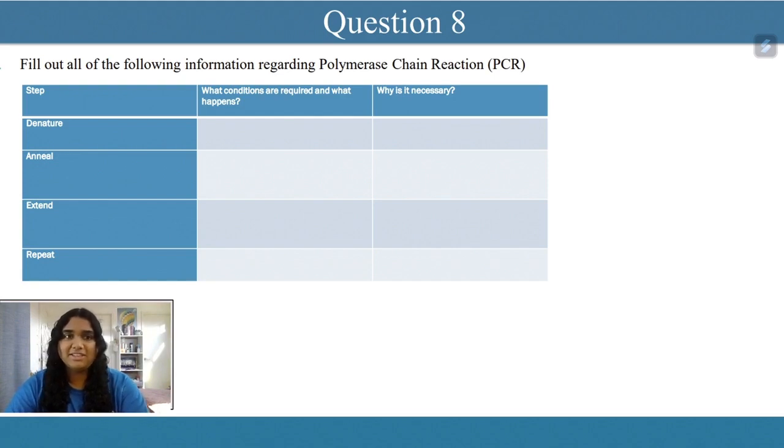As for question 8, fill out all of the following information regarding polymerase chain reaction. So this is from our biotechnology topic. Biotech. Let's say that this is an 8-mark question, one for each of these boxes. Give it a crack and unpause the recording when you guys are done.